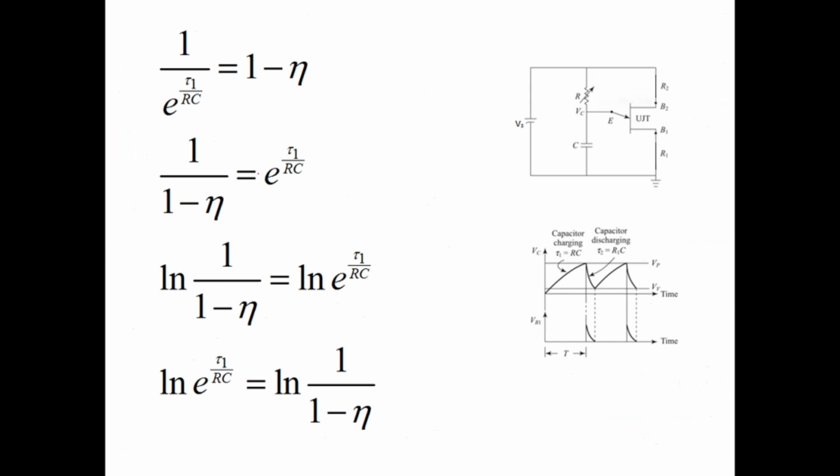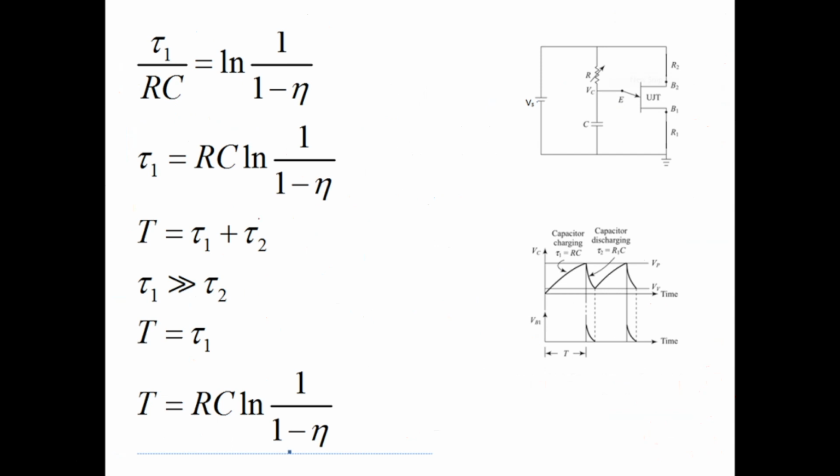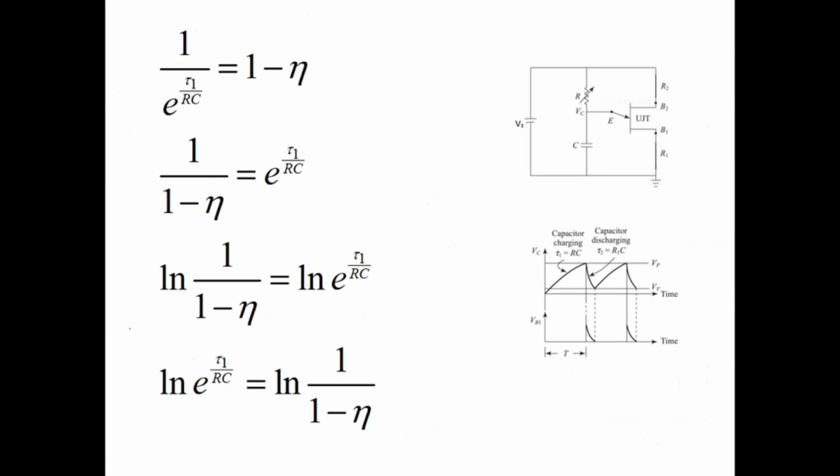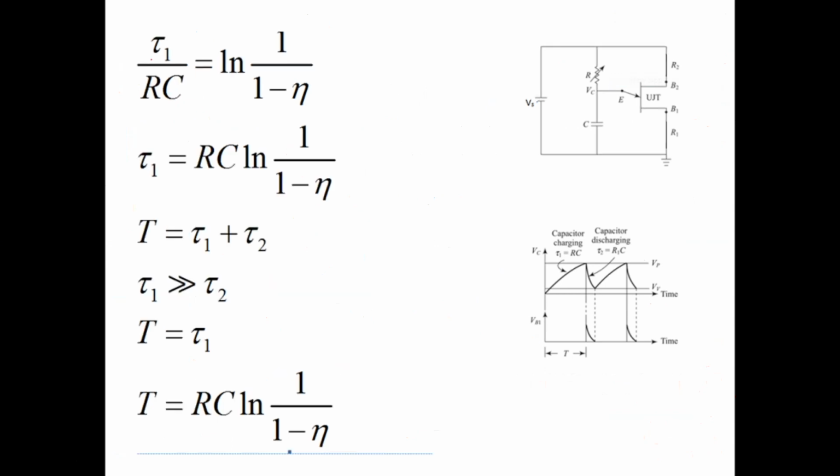So you take a natural logarithm on both sides: ln of 1 by 1 minus eta is equal to the natural logarithm of e power tau 1 by Rc. So what is a natural logarithm? This I can say is tau 1 by Rc times the natural logarithm of e, and the natural logarithm of e is 1. So tau 1 by Rc is the natural logarithm of 1 by 1 minus eta. Tau 1 is Rc times the natural logarithm of 1 by 1 minus eta.